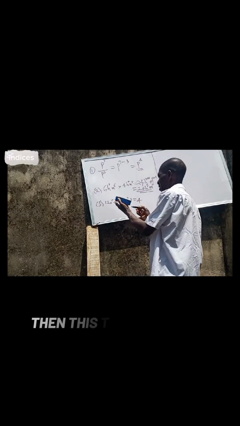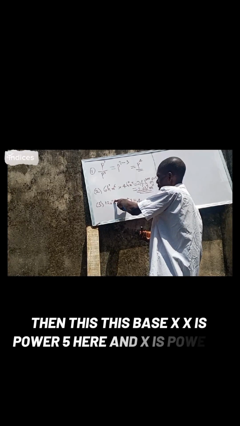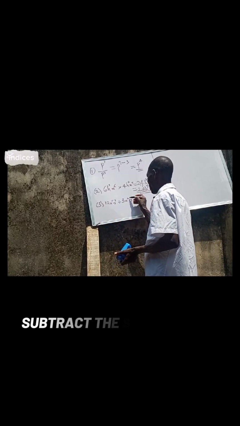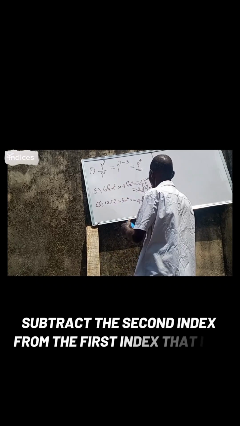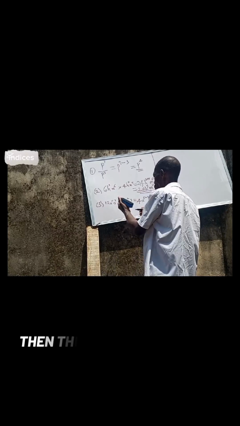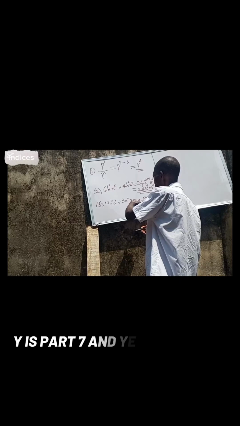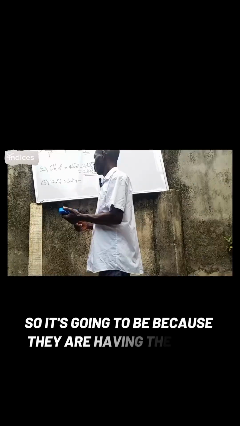Then this base x raised to power 5 here, and x raised to power 2. So it's going to be x, you subtract the second index from the first index. That is x 5 minus 2. Then this y is the base, and y raised to power 7, and here y raised to power 1. Because they have the same base.